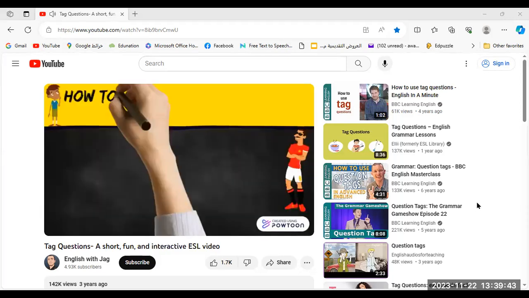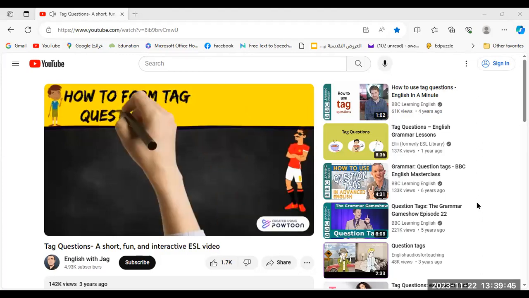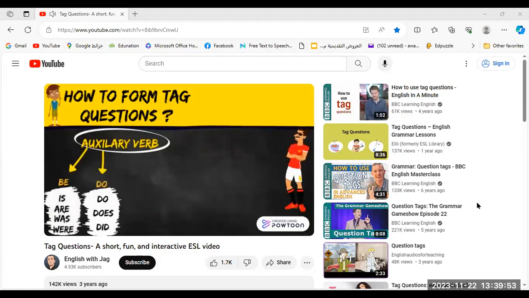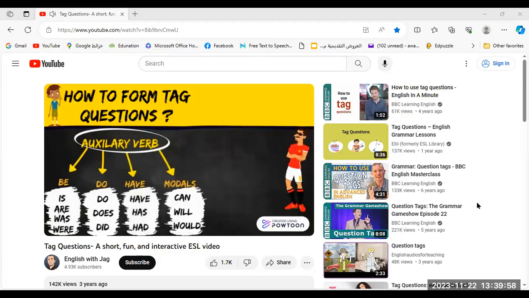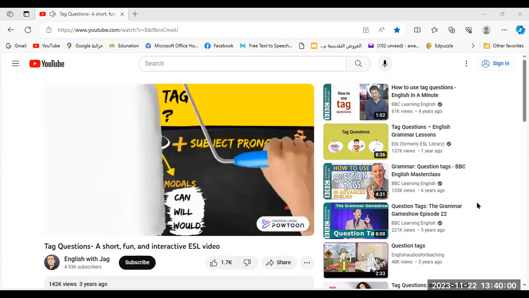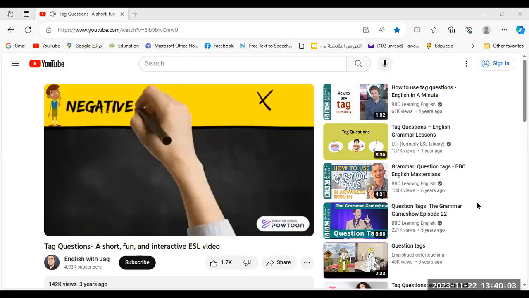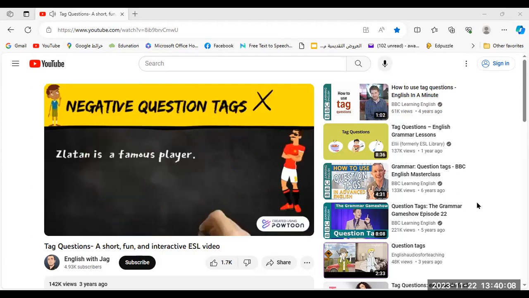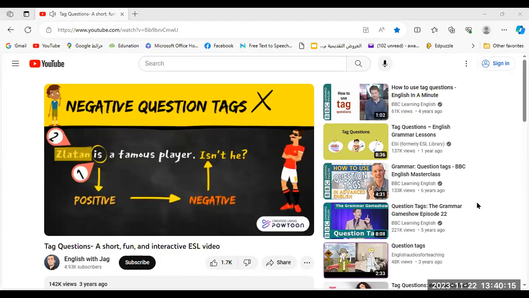And how do we form tag questions? To make a tag question, we use an auxiliary verb like the auxiliary to be, to do, to have, or sometimes modal auxiliaries, plus a subject pronoun. Let's see examples. First, when the statement is positive, you make a negative tag question. An example is, Zlatan is a famous player, isn't he? So we first change the verb form is from positive to negative isn't. And then we add the subject pronoun he.